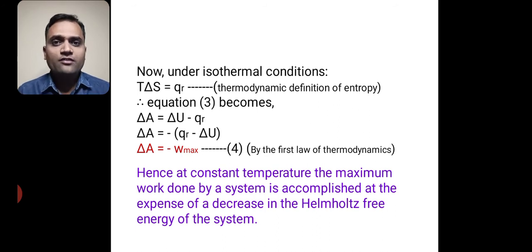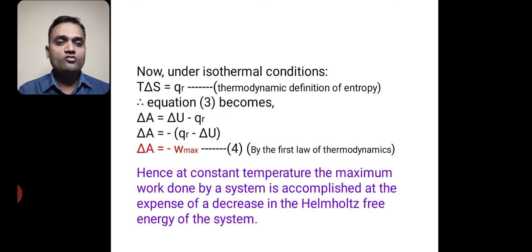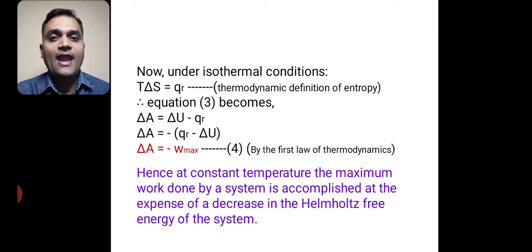Now we have to express that equation in words. What is the characteristic of that equation, or what does that expression give us? It gives us that at constant temperature the maximum work done by a system is accomplished at the expense of a decrease in the Helmholtz free energy of the system. So that minus W max, it is the maximum work done, and it is obtained when there is a decrease in the Helmholtz free energy of the system.